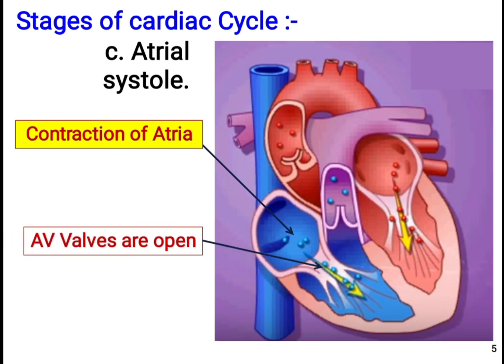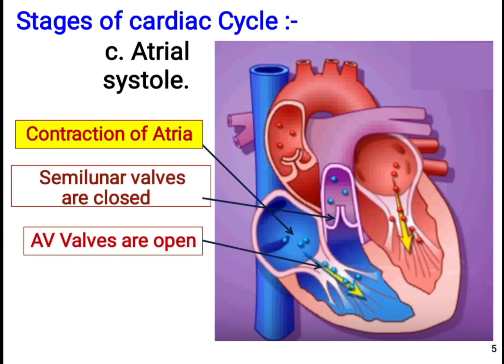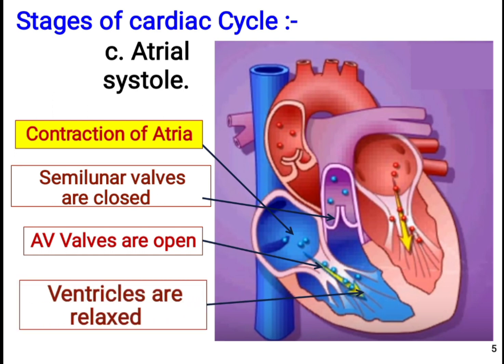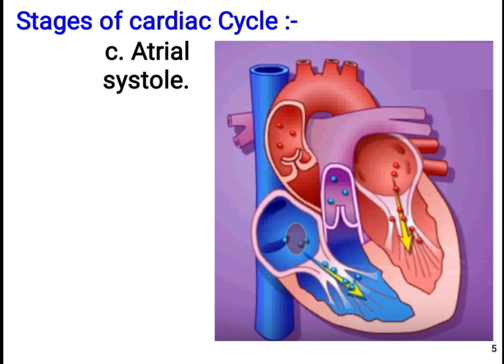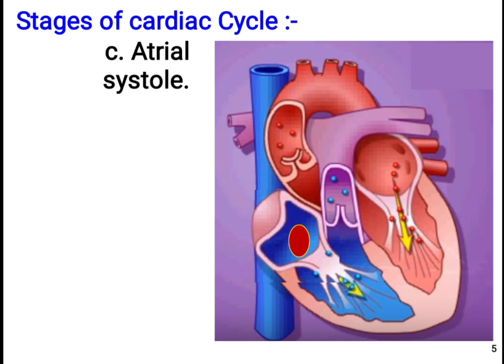What usually happens, the AV valves are still open. Why are they open? Simply because the pressure in the atria is greater than the pressure in the ventricles. The semilunar valves are still closed. The ventricles are still relaxed. That causes the remaining 20% of the blood to also finally go into the ventricles.